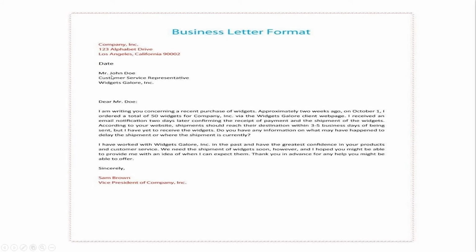So, the receiver's address, and then "Dear Sir" or "Dear Mr. Do", like that, or you can write "Sir or Madam". And then "I'm writing you concerning a recent purchase of..." Just look at the format later; it is not necessary for your HSC level, so I'm not wasting time. Then "Sincerely" and your name, Sam Brown, Vice President of the company.